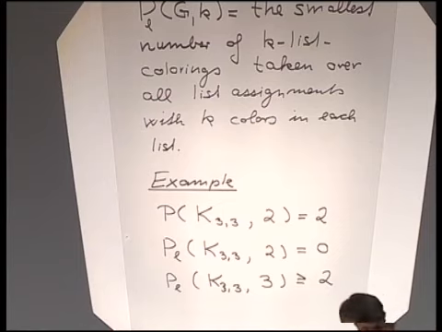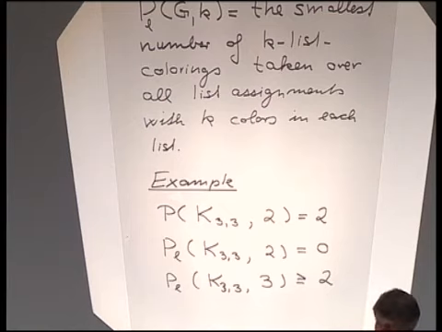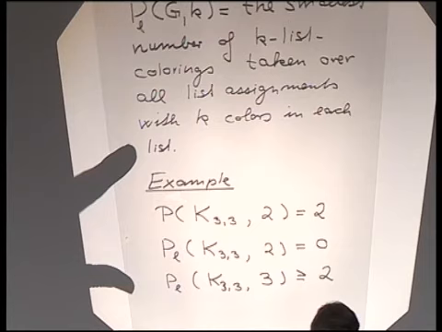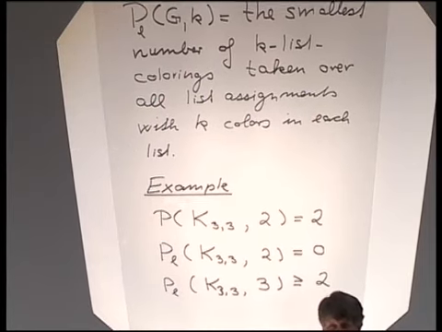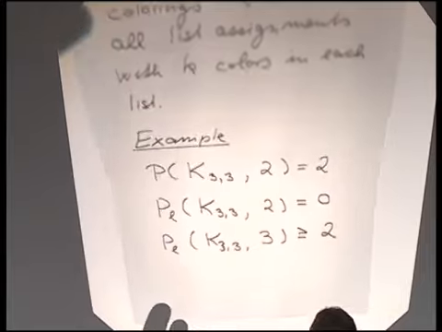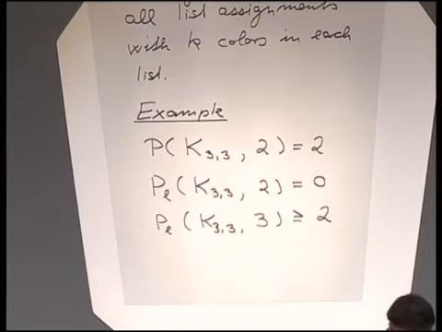Again, you look at all list assignments such that every vertex has precisely k colors. Then you look at the number of list colorings and you take the minimum over all list assignments. That's another thing we might think about, and that's a complicated function. I call it the list color function. For example, let's go back to K33.